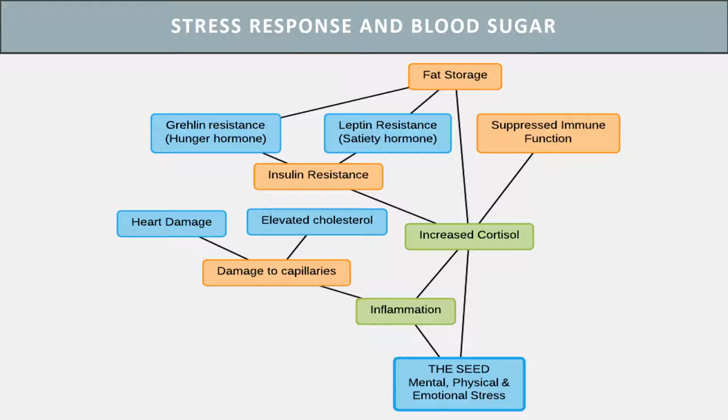So as you progress from insulin resistance to ghrelin resistance and leptin resistance, the next step is you increase the amount of fat that you store in your body. And this fat is stored in your core, or it's also called visceral adipose tissue, or VAT.